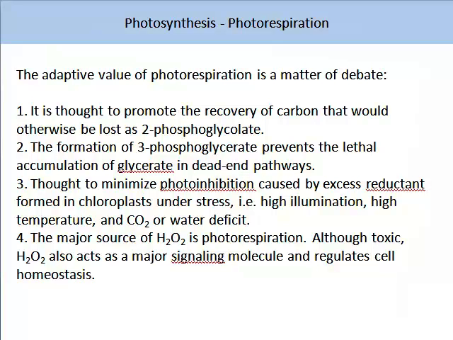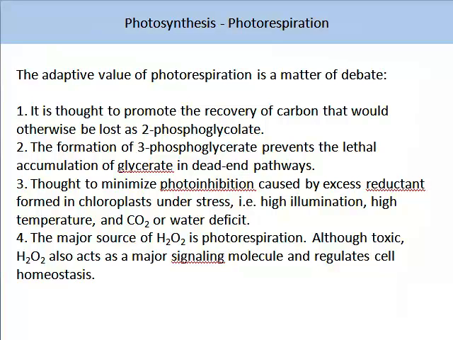Secondly, the formation of 3-phosphoglycerate prevents the lethal accumulation of glycerate in dead-end pathways. Thirdly, it is thought to minimize photoinhibition caused by excess reductant formed in chloroplasts under stress, for example high illumination, high temperature, and carbon dioxide or water deficit. And lastly, the major source of hydrogen peroxide is photorespiration.